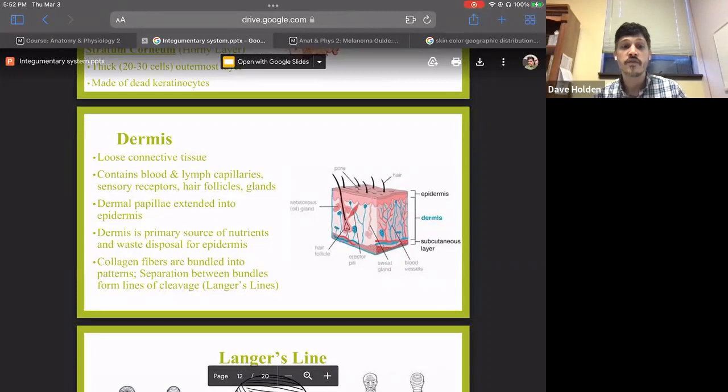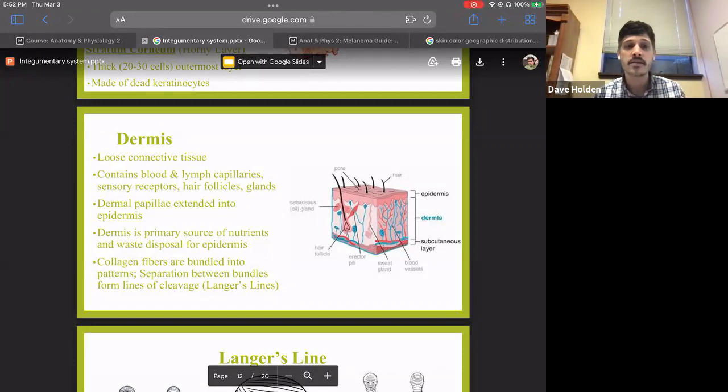The dermis is the primary source of nutrients and waste disposal for the epidermis. Notice, guys, the epidermis did not get blood supply. It did not get lymph. It did not get any kind of support. All of its support comes from the dermis. That's why the dermis is the true skin. The epidermis is just a freeloader, man.